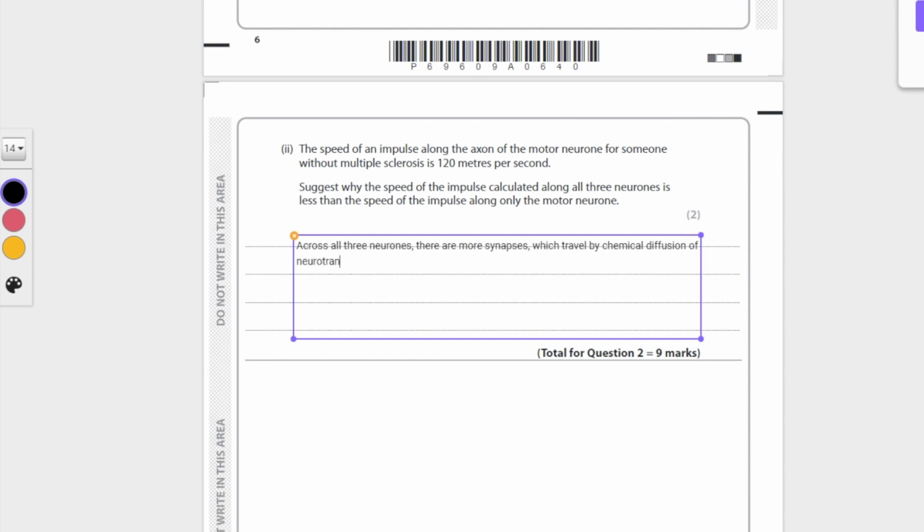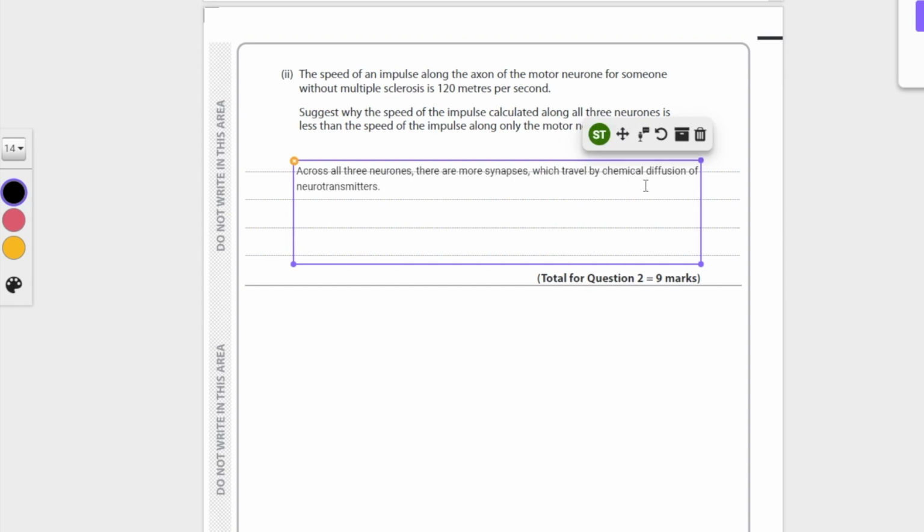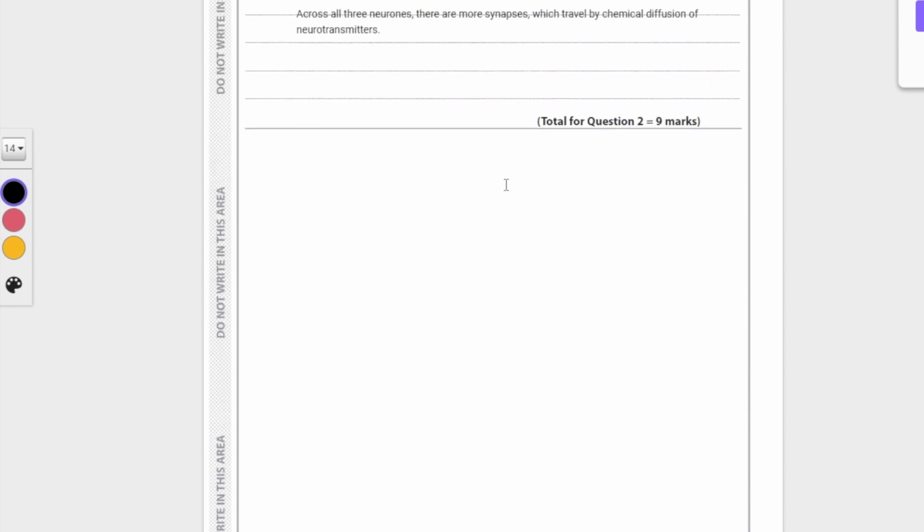Okay, and then I would do an explanation, but the question says suggest. So remember, time usually isn't that big of a concern, but if you do find time is a concern, make sure you read the command terms so you include only what's necessary. It says suggest, so we're just going to suggest why, and the reason is because there are more synapses, and we just explain what happens at the synapses.